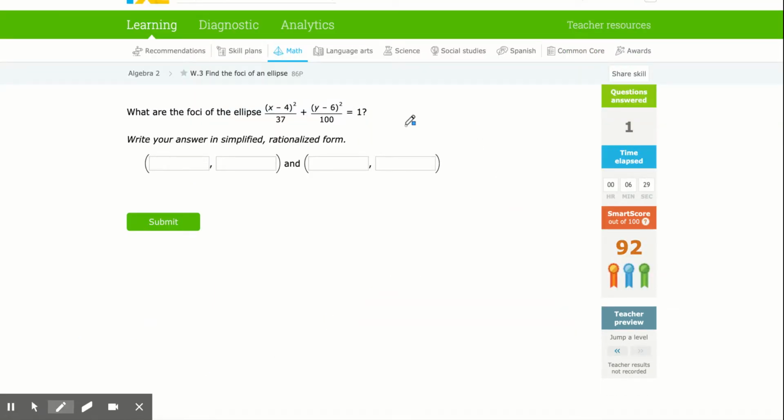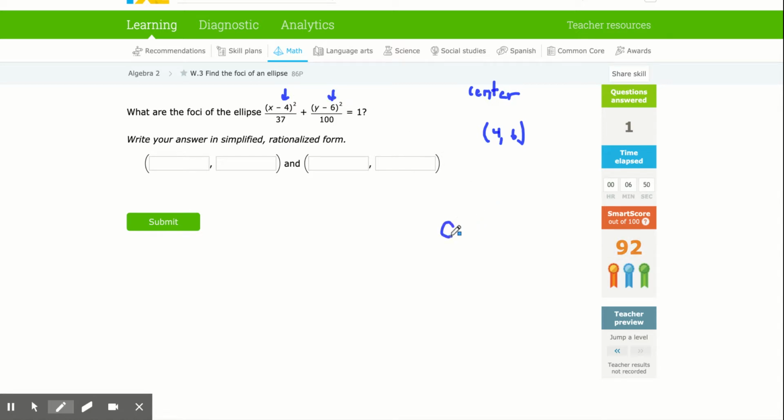So as I go to do this harder one, the first thing I'm going to do is write down its center, because then I need to know whether I shift or how far I shift from the center. Well, the center here is going to be 4, 6, because it's these values right here. And remember, it's always the opposite of what you see.